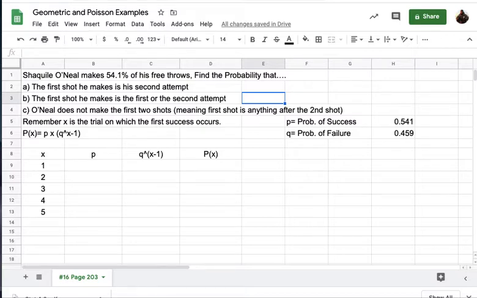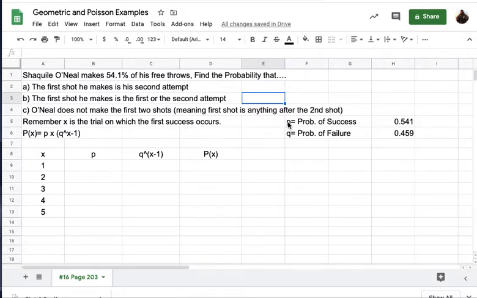This is example number 16 on page 203 in the textbook. It's also in the PDF file that I posted for the class. Shaquille O'Neal makes 54.1% of his free throws. Find the probability that A, the first shot he makes is his second attempt. B, the first shot he makes is his first or the second attempt. And part C, O'Neal does not make the first two shots, meaning his first success can be anything after the second shot. Remember in this case that X represents the trial on which the first success occurs.